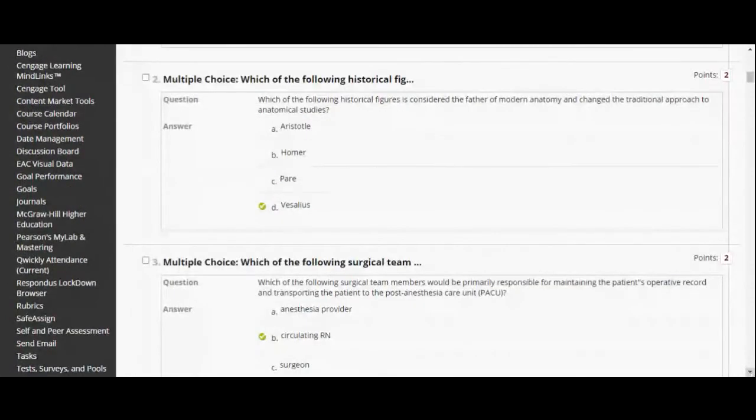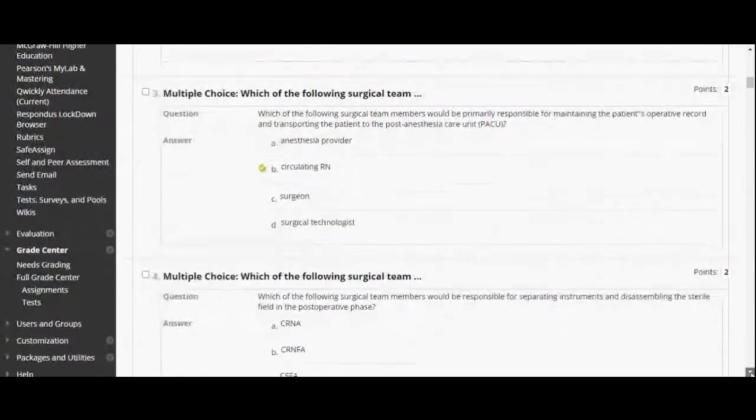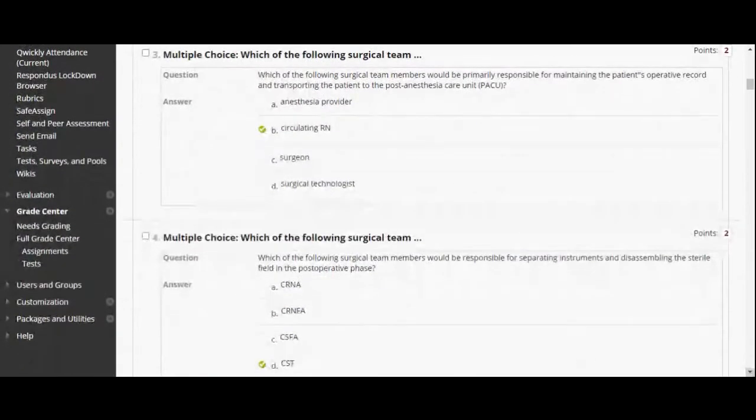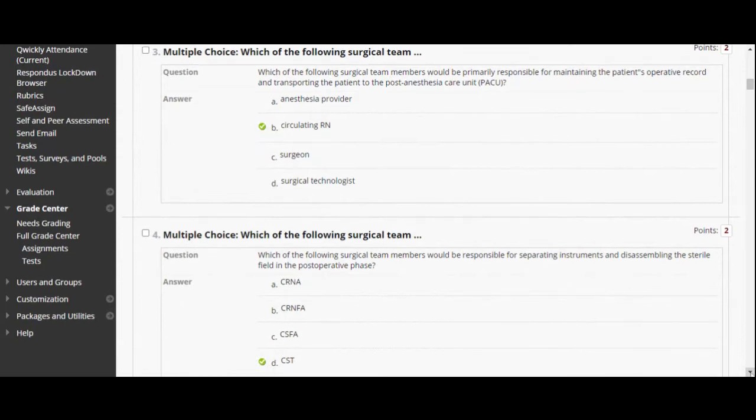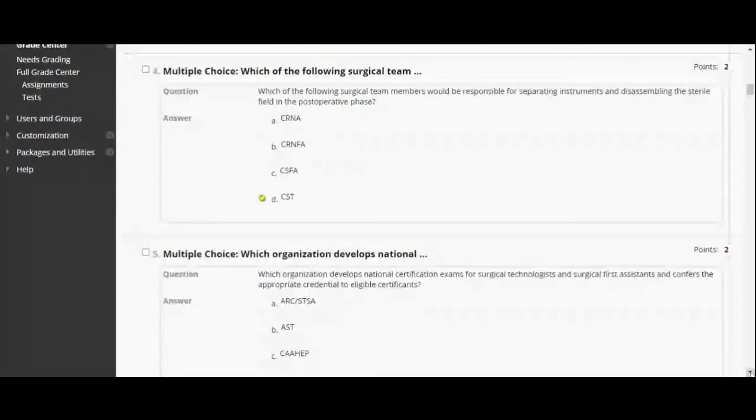Which of the following historical figures is considered the father of modern anatomy and changed the traditional approach to anatomical studies? And that's Vesalius. Which of the following surgical team members would be primarily responsible for maintaining the patient's operative record and transporting the patient to the post-anesthesia care unit, PACU? And so your PACU is your recovery. So your place that you go to after the operation where the patient recovers from anesthesia. And your circulating nurse will take the patient there.